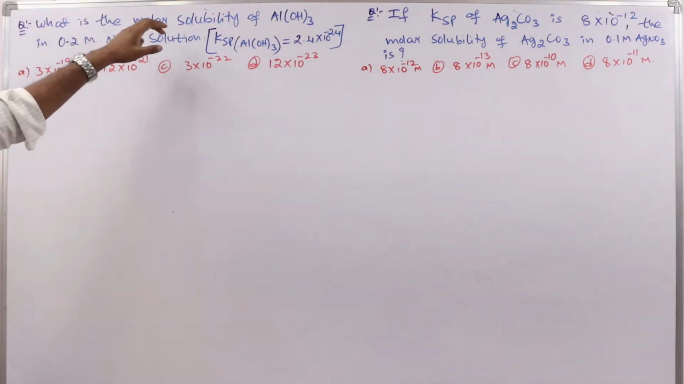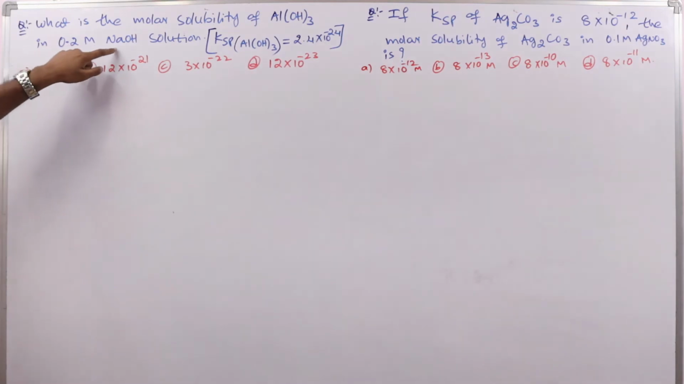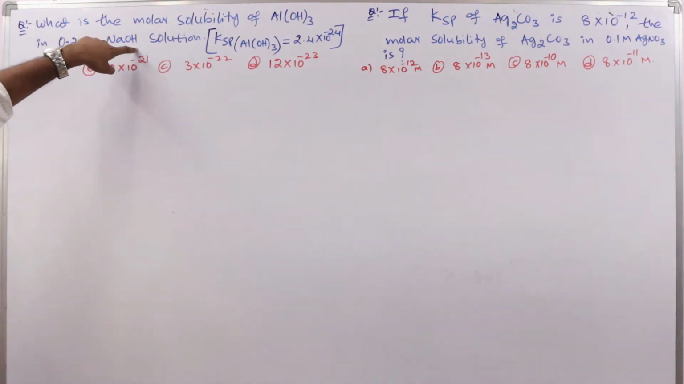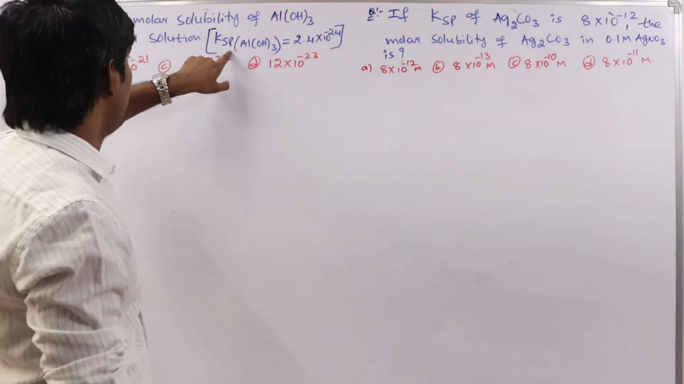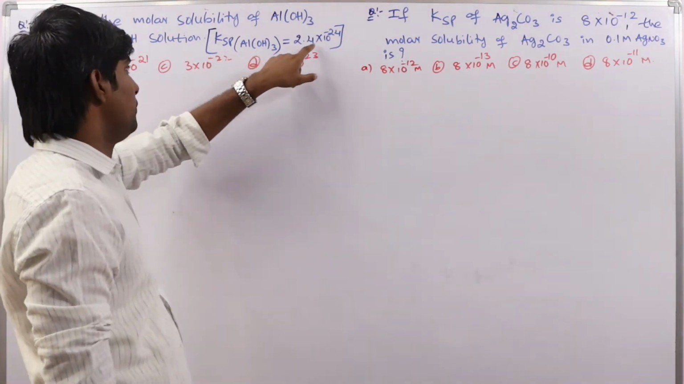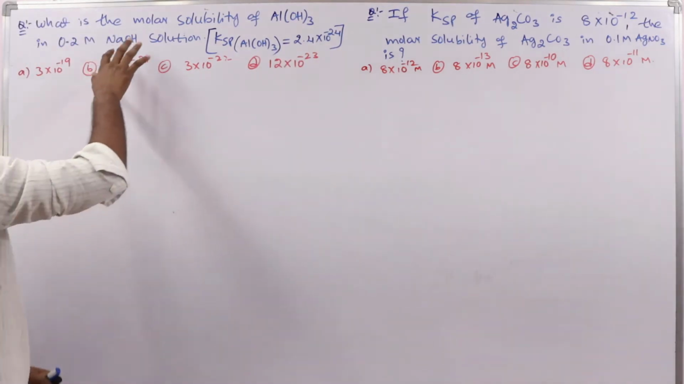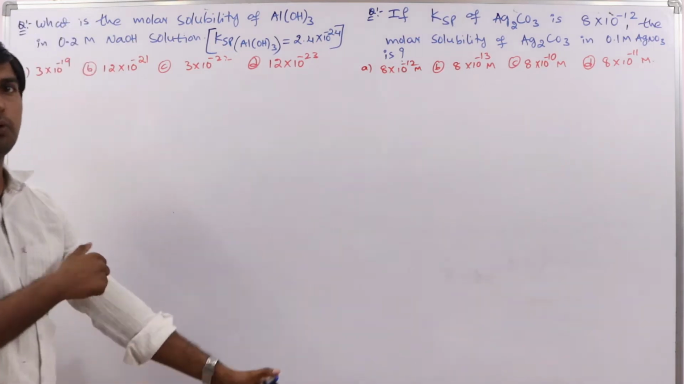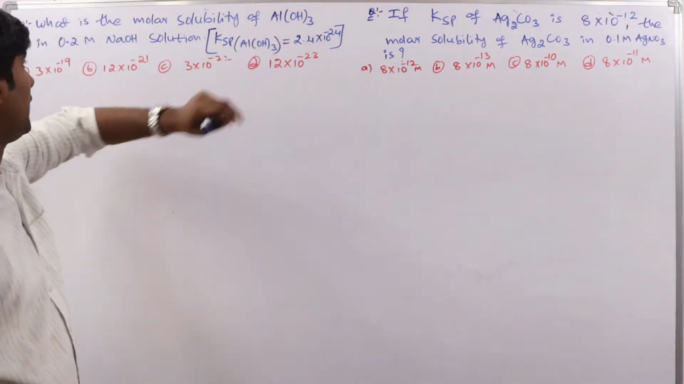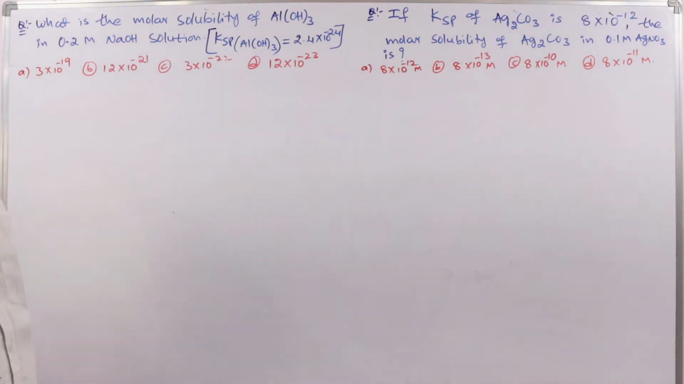What is the molar solubility of aluminium hydroxide in 0.2 molar sodium hydroxide solution? It is also provided that the KSP of aluminium hydroxide is equal to 2.4 into 10 power minus 24. So here we have to calculate the molar solubility of aluminium hydroxide in 0.2 molar NaOH solution.